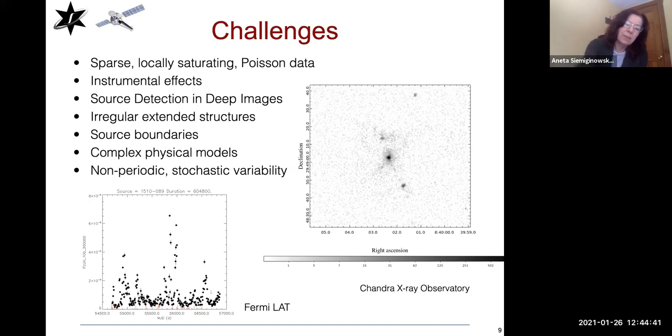Here is the light curve from the Fermi gamma ray telescope, which shows the flaring events across time. And the image is from Chandra. That's a low counts image. It's not as rich as the deep image in the previous one. This is just a galaxy, and you can see that there are some point sources and some smooth structures in it, but it's very sparse. You have a lot of places in that image which don't have any counts.